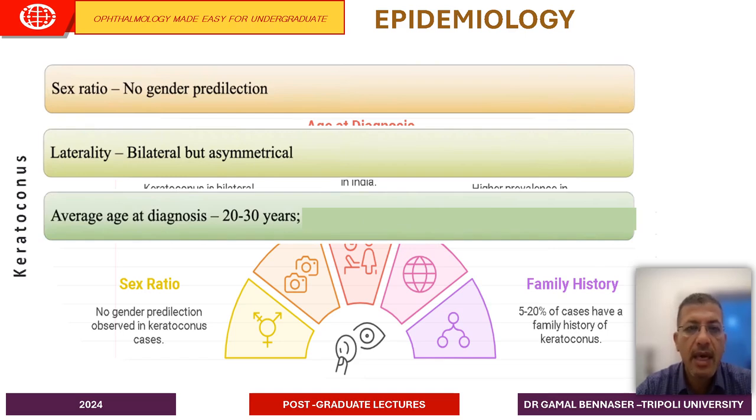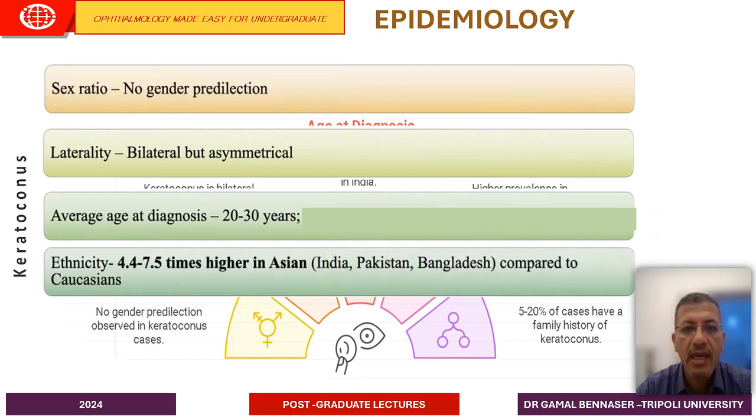Another thing is the age of presentation. All the studies show that the usual age of presentation is between 20 and 30 years. But now, with the paradigm shift in the imaging techniques of the cornea, there is a separate entity known as pediatric keratoconus. So keratoconus can present at a younger age and have a special course and special activity, which is pediatric keratoconus.